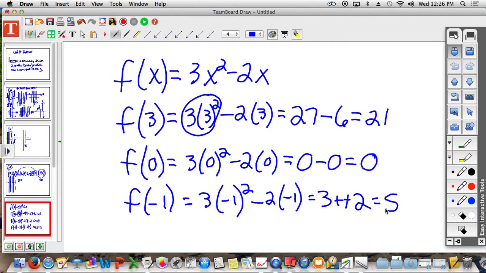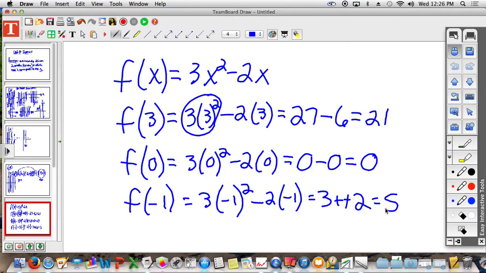Now, how else could you do this? What else could you do? Go to y equals on your calculator. Type in your rule, 3x squared minus 2x, make a table, and get all these answers. It's a piece of cake, okay?